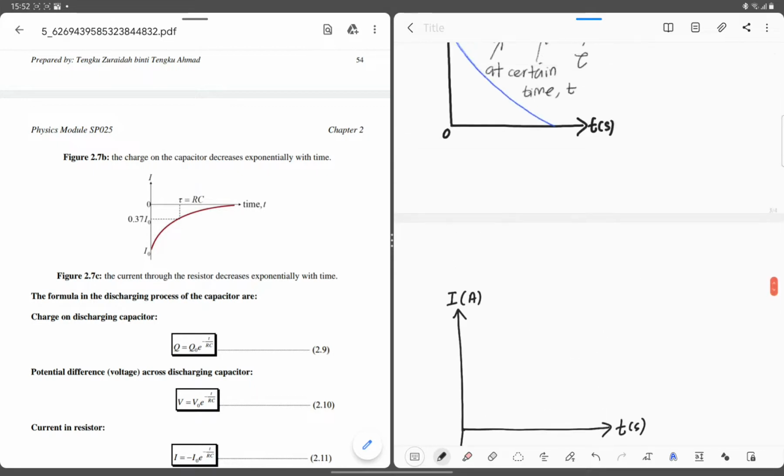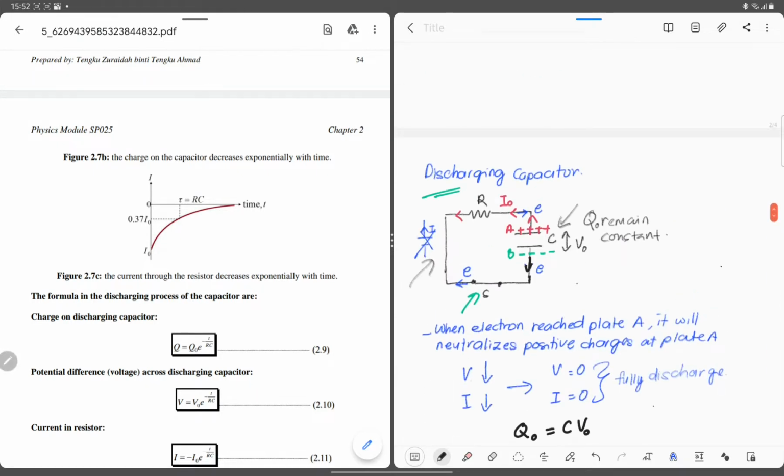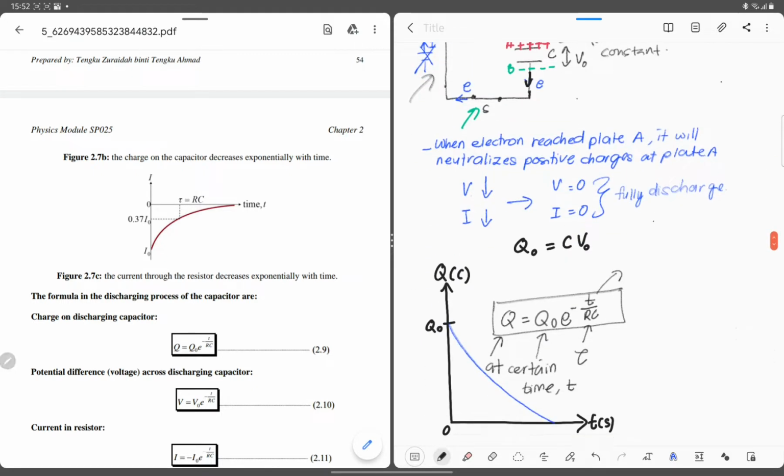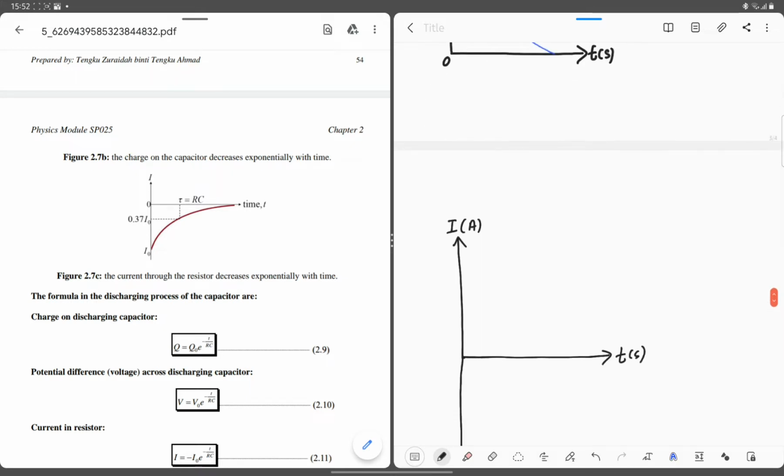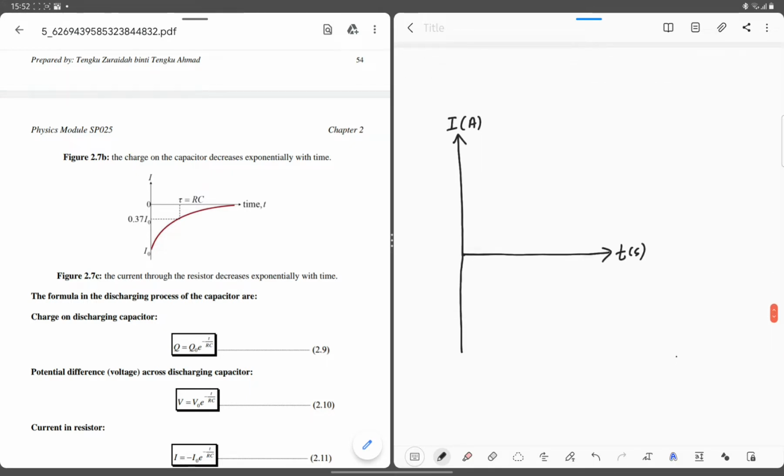So for the charging process, if you remember, the current flows in clockwise direction. During the discharging process, the current flows in anti-clockwise direction. So since it's opposite to the charging process, we have to show it with the negative direction. So the graph will be in the negative part to show that the current flows in the opposite direction during the discharging process. But when you do calculation, you can ignore the negative sign here, because the negative is not referring to the quantity, it is referring to the direction only.